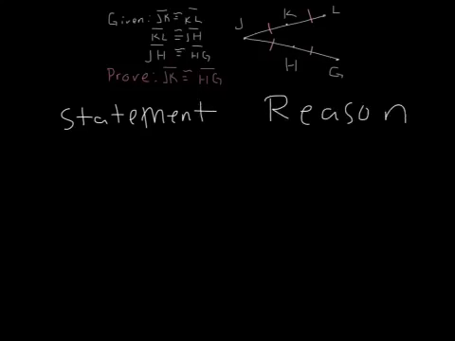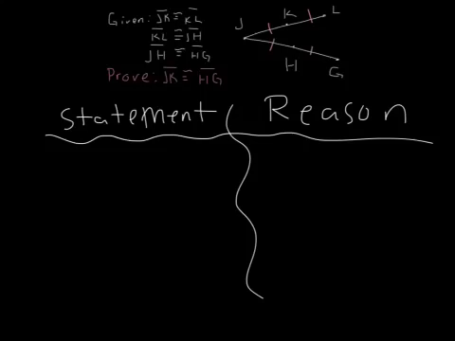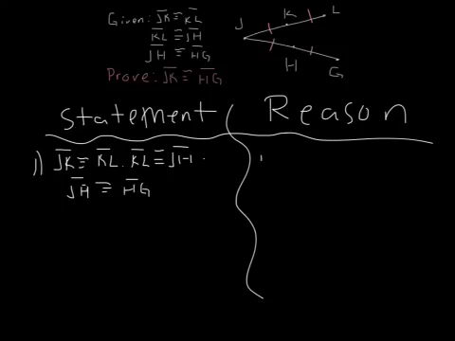My first step, I'm going to draw out my column. I do squiggly lines because they bring joy to my heart. And we're going to start with what is given. So we can list here JK is congruent to KL. We can say that KL is congruent to JH. And we can say that JH is congruent to HG. And this is all given. So our first step is always very simple. Take what's given, just like before, put it in our statement, our reason, and then we're moving on.